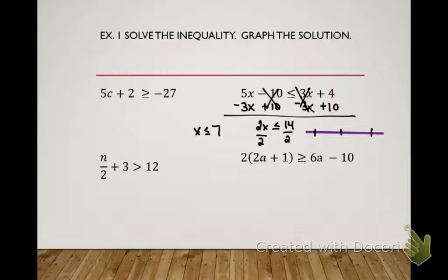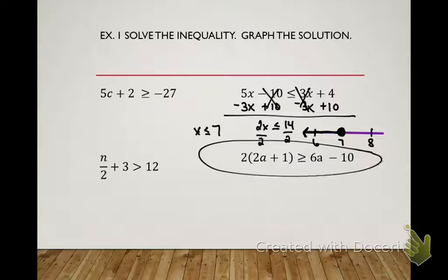All right, what number goes in the middle? What number goes to the left? What number goes to the right? 8. Open or close dot? Closed. Arrow going to the left. All right. Fourth problem, number 4.